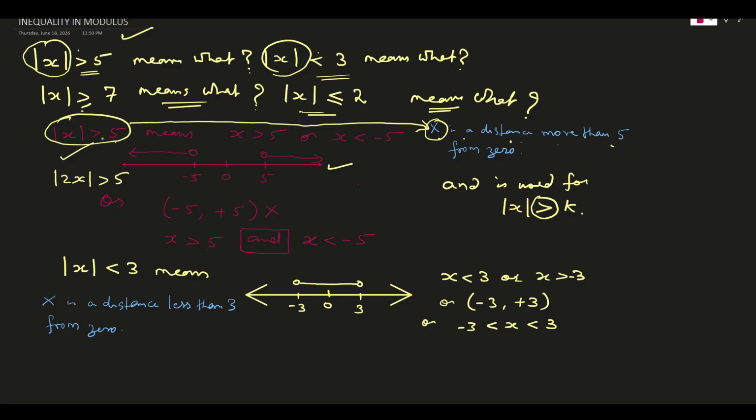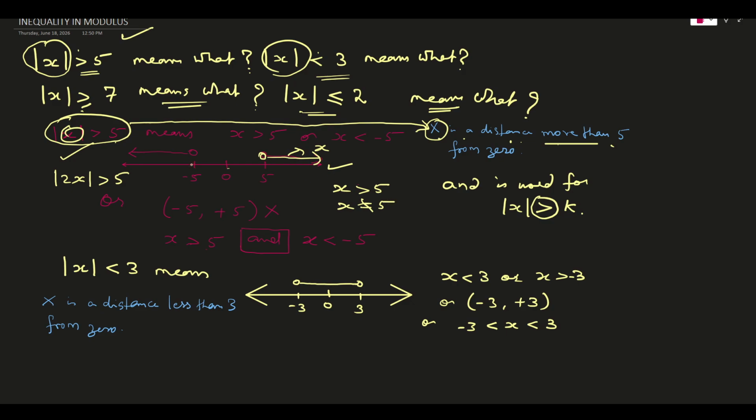Now this x is a distance which is more than 5 from 0. So can you see this is 0, this is 5 units on the right hand side, and all these distances more than 5, all these values the x can take. So your x will be greater than 5. But remember, this 5 is not included. It will not be equal to 5. It will be greater than 5. X will not be equal to 5. Right? So it will be any distance greater than 5.